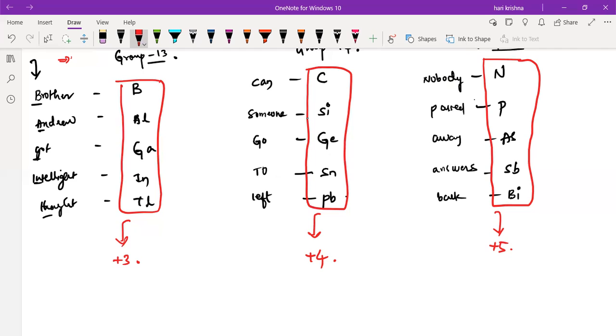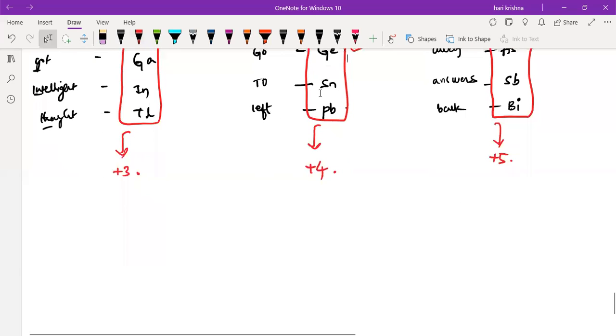If you take group number 14, how many valency electrons are there? 4, sir. 4. Group number 15, 5 valency electrons are there. Good. Now if you take particularly silicon and germanium, how many valency electrons are there? 4, right? Silicon or germanium will have 4 valency electrons.